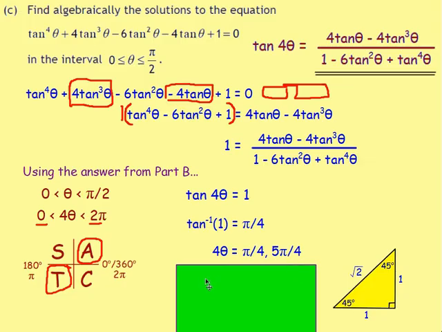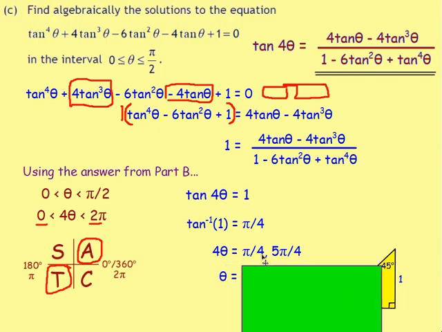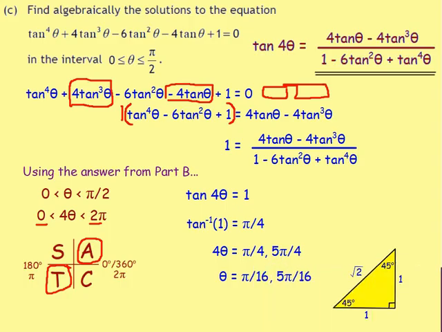And then from there to get theta, we just have to divide every single thing by 4. So theta would equal, well, pi over 4 divided by another 4 would give you pi over 16. 5 pi over 4 divided by another 4 would give you 5 pi over 16. So that there would be your answer.